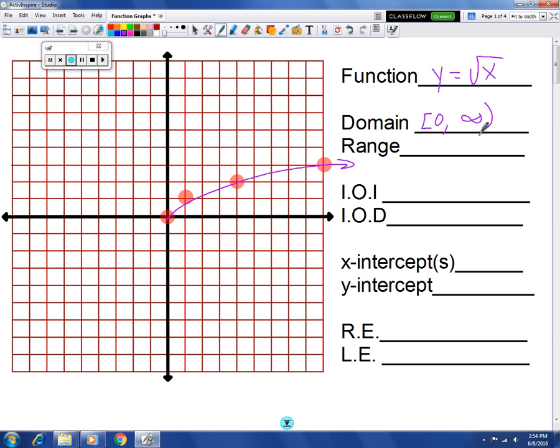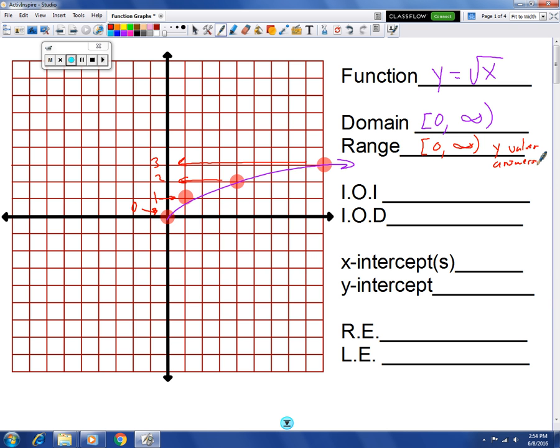Alright, what's the range? What do the answers look like? My first answer, when I plugged in 0, I got an answer of 0. I substituted 1, got an answer of 1. When I substituted 4, I got an answer of 2. When I substituted 9, I got an answer of 3. And we can get an answer of 4 if we plug in 16. So we can get any answer as long as it's 0 or above. So the range looks exactly like the domain, but it represents different answers. The range represents y values or answers.